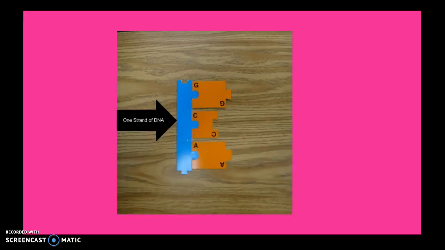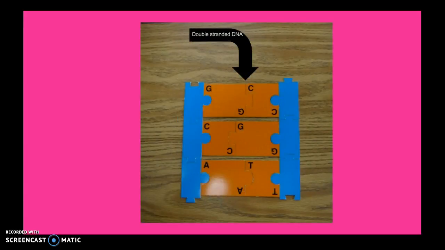Okay, so here's one strand of DNA, and again our sequence is GCA, but DNA never exists as a single strand. It's always, always, always a double-stranded molecule. So here's our double-stranded DNA. This is what exists in the nucleus of your cells, and this is what is used as the template for both DNA replication and for transcription.